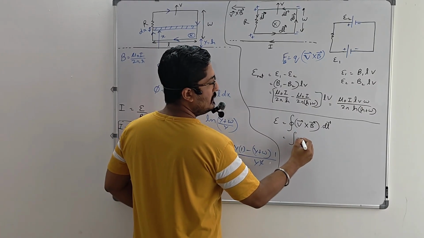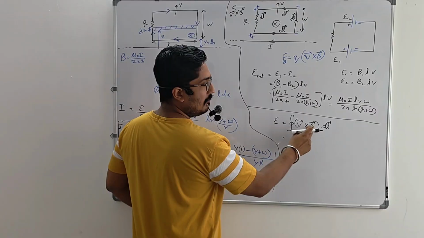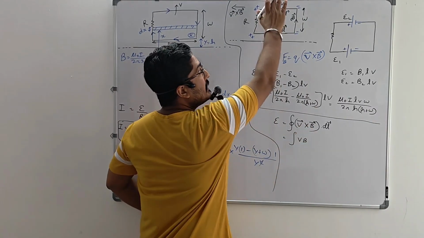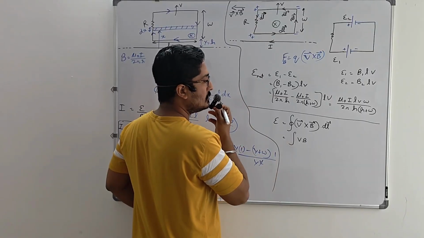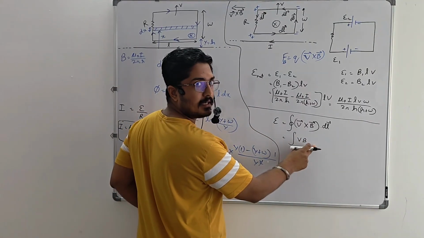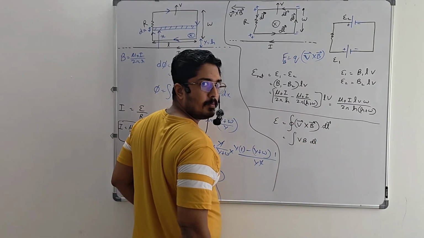Integration of VB, V cross B, dot DL. What is the direction of V and B to each other? There will be 90 degrees. What's the angle? Because V is like that and the magnetic field is inwards, the angle between them is actually 90 degrees. So VB sine theta, that is sine 90, would be anyway 1, into DL, right?